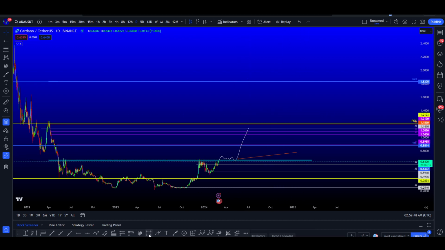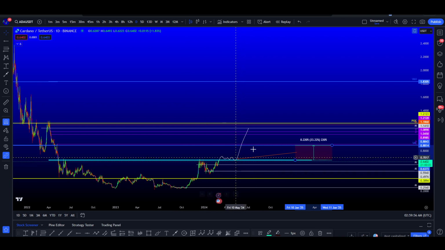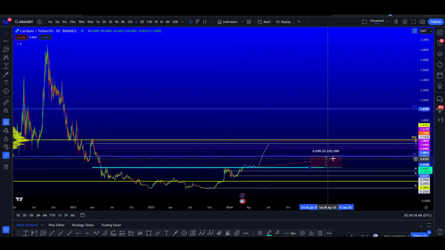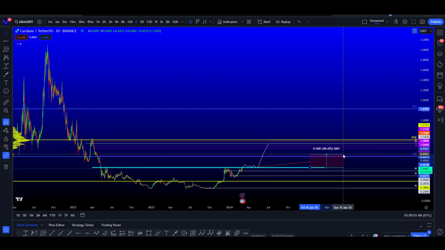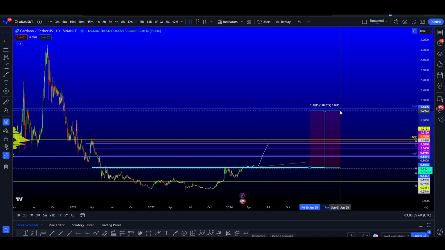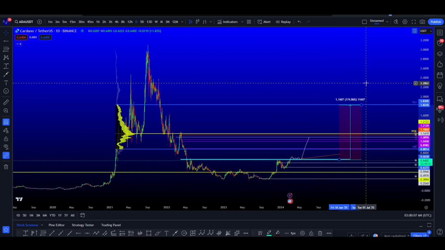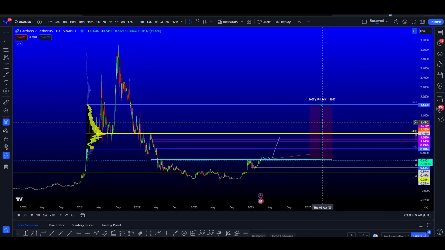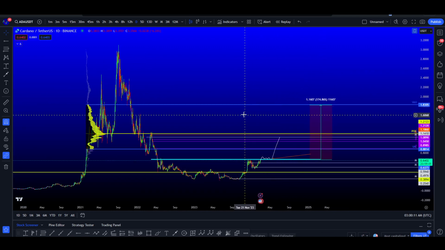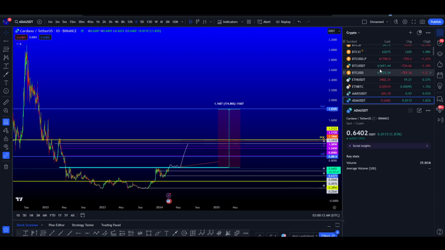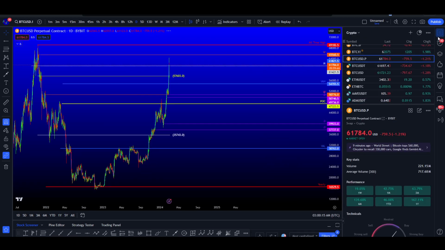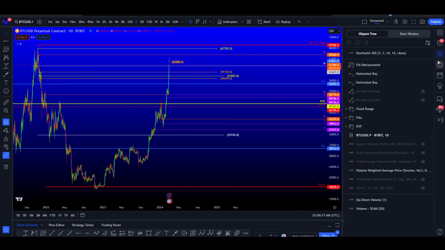Boom. If you can get that nice entry, then you're looking at potentially, like I said before, a 33% increase in price till a value area low. We flip that into support, target the point of control 82% away, and then we have the value area high once again at 174% away. And as you can see, if we just go to Bitcoin's chart really quick, this is just pretty much how it plays out.